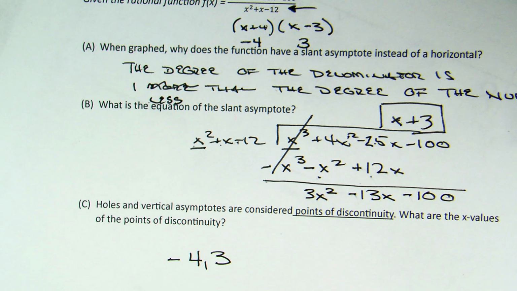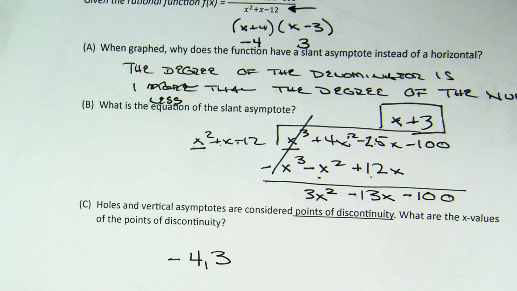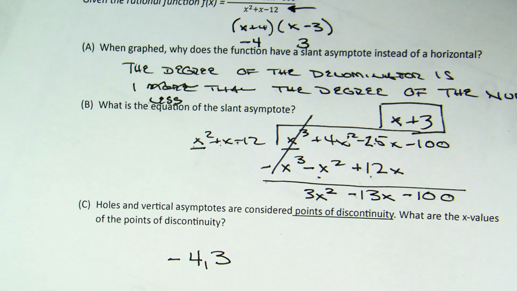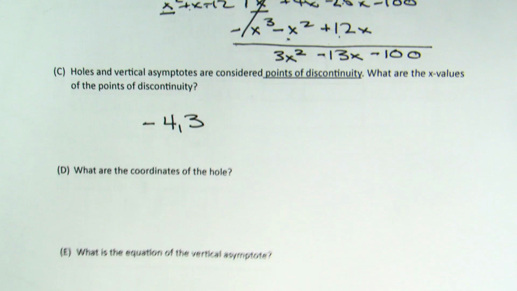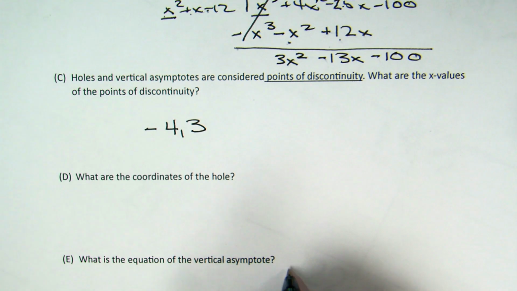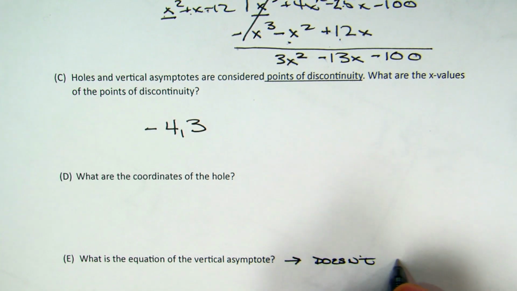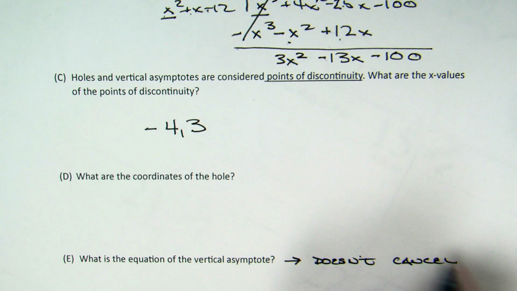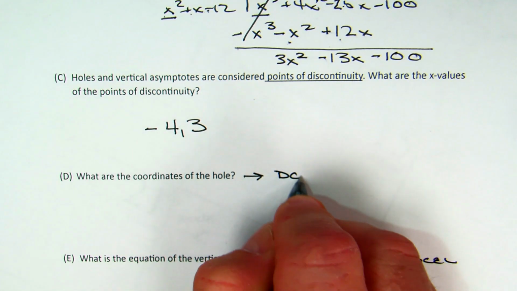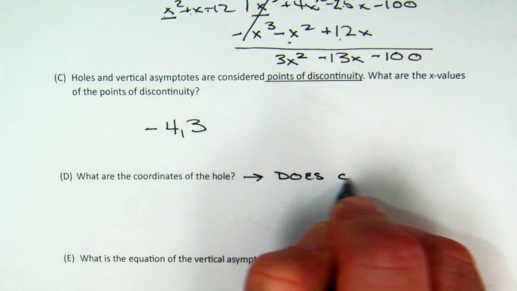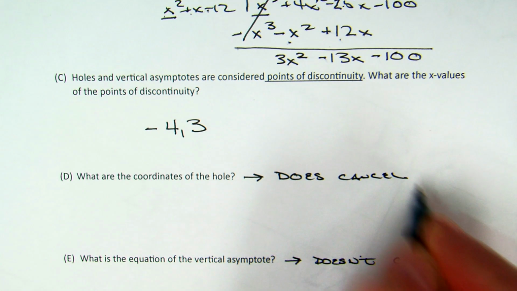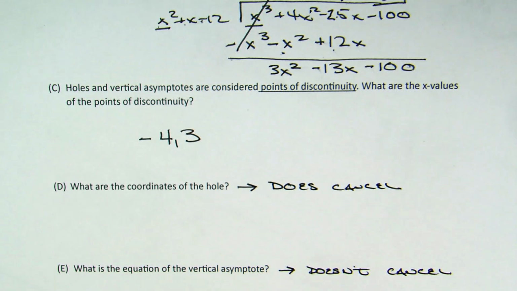That's it. Good? Now, what are the coordinates of the hole? What are the coordinates of the vertical asymptote? Okay? When it's a vertical asymptote, it doesn't cancel. When it's a hole, from what we did yesterday, it does cancel. Is there anybody who needs to know what that means? Or do you follow it from yesterday?